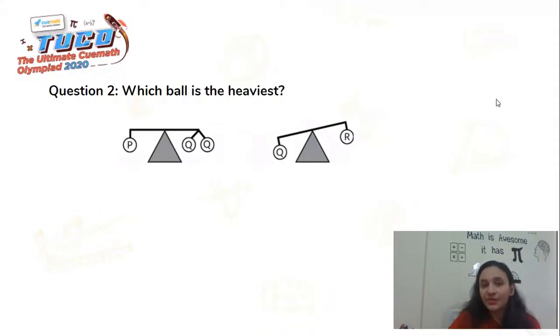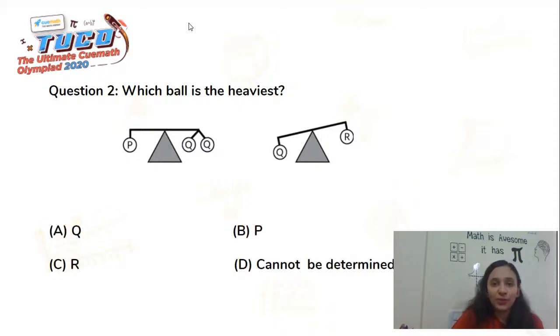Now it is again about the comparison of weights. It says which ball is the heaviest. So the first balance has got ball P and then 2 ball Qs. Then the second one has 1 ball Q and 1 ball R. Now let's see the options.